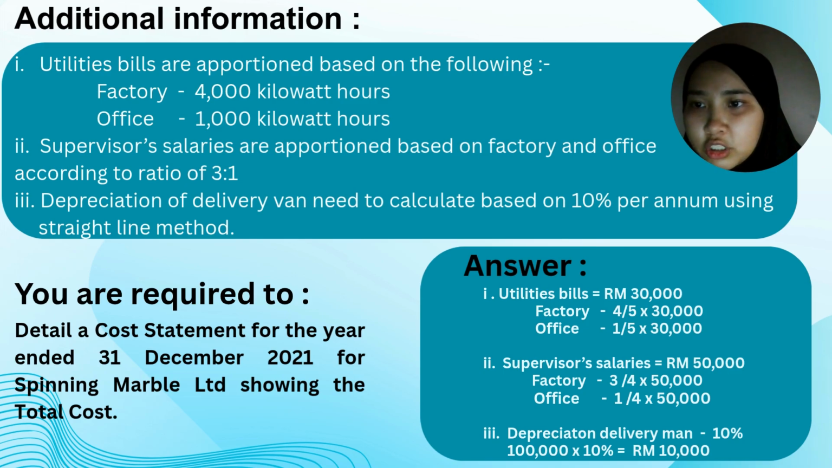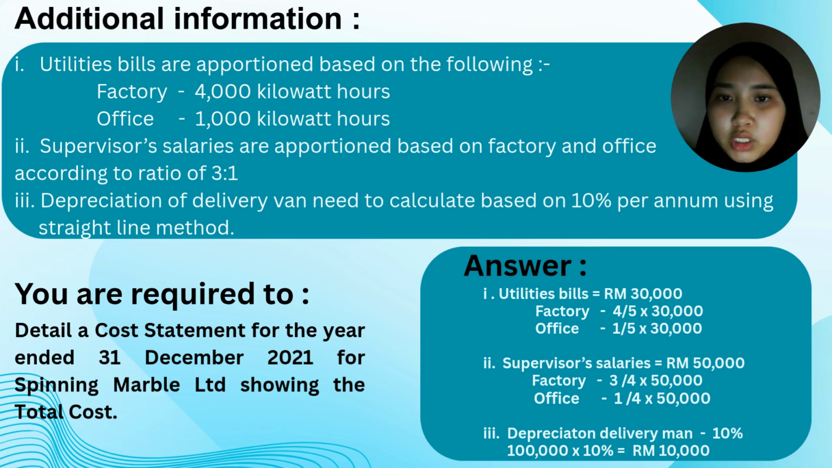First, utilities bills are apportioned based on the following: factory 4,000 kilowatt hours and office 1,000 kilowatt hours. For the second, supervisors' salaries are apportioned between factory and office according to a ratio of 3:1. For the third, depreciation of delivery van is calculated at 10% per annum using the straight line method.